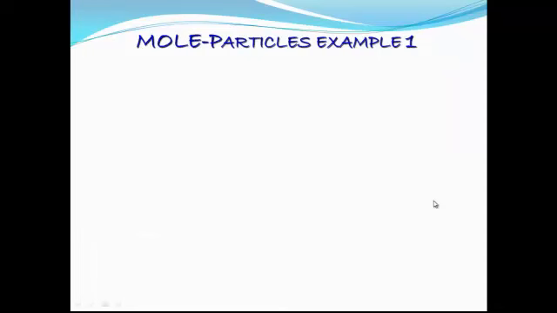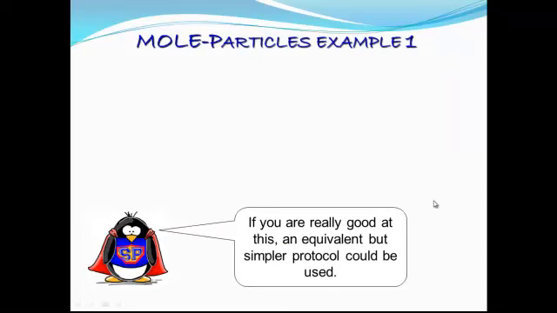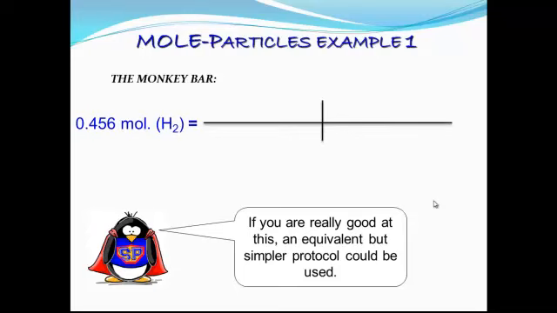Or, if you're good at it, you can use a simpler protocol. This is what we call the monkey bar. You start with 0.456 moles of hydrogen gas, and you write those bar. You start with this. What you want to get is molecules of hydrogen, molecules of H2, and you know this is not the unit you want, so you have to cancel it. So put it on the bottom.